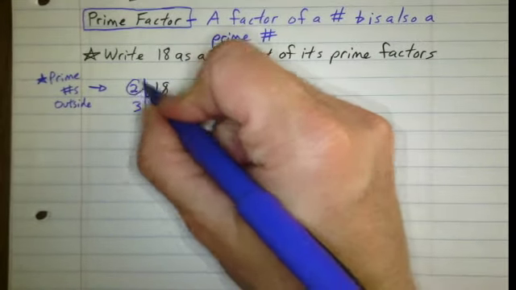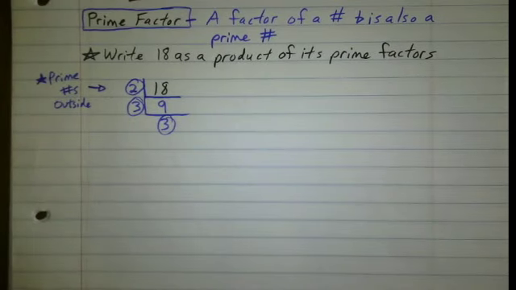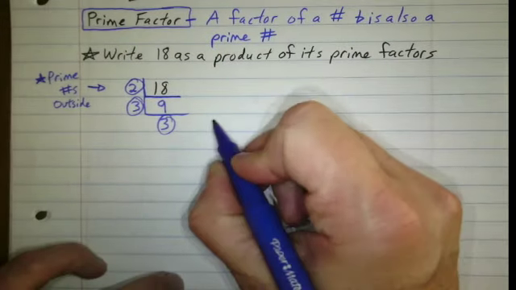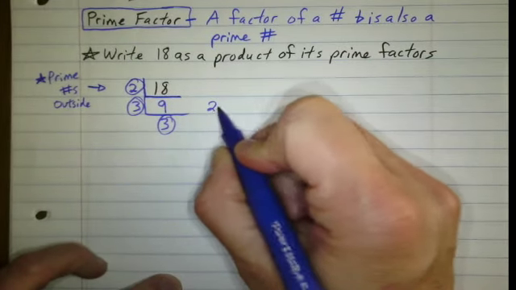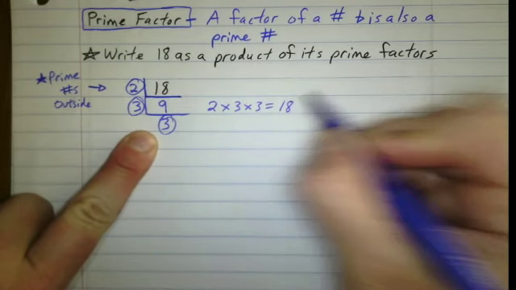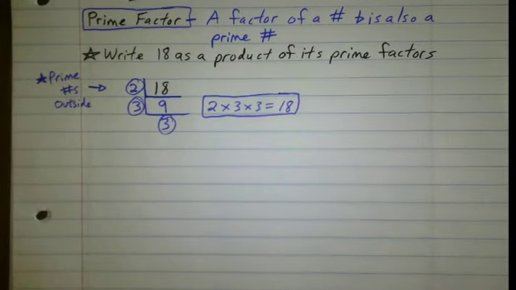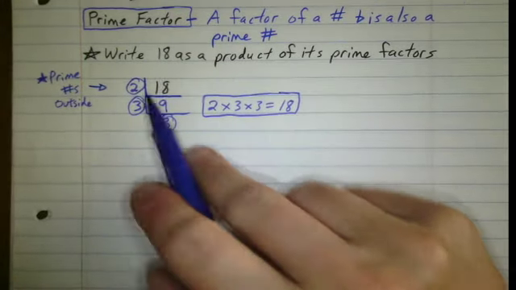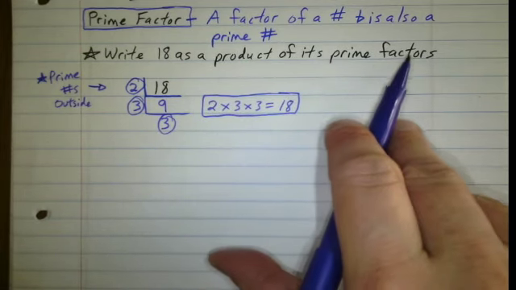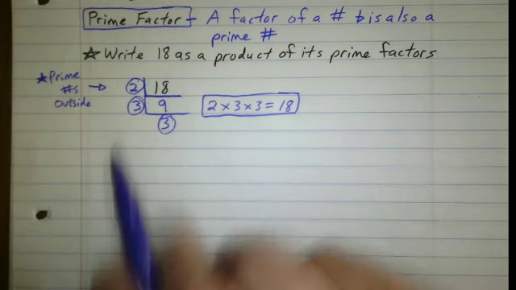So circle all your prime numbers, which are 2, 3, and 3. You're going to notice that it's the ones on the outside and on the bottom. And if you're going to write 18 as a product of its prime factors, you could say that 2 times 3 times the other 3 equals 18. And that's what they're wanting you to write, like this, as a multiplication statement. Notice I did not say 2 times 9 equals 18 because 9 is not a prime factor. 9 can be broken down into 3 and 3, so it was not prime. It's actually a composite number.